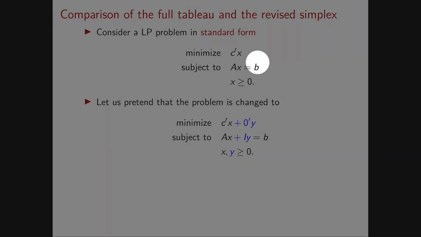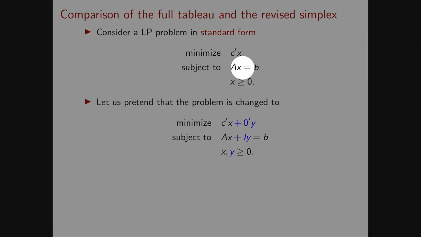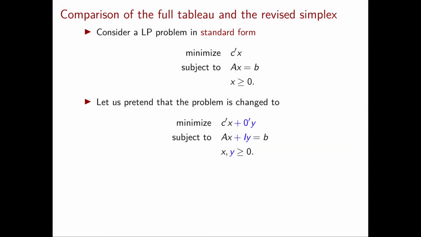The last thing I want to do in this video is to compare these two implementations more in detail. As always, we start from a standard form linear programming problem. Minimize c transpose x subject to Ax equal to b and x greater than or equal to 0. To make this comparison, it will be really useful to slightly change the problem.